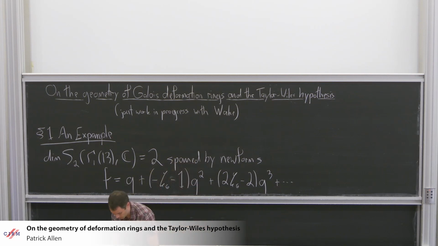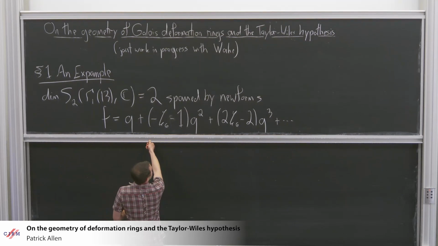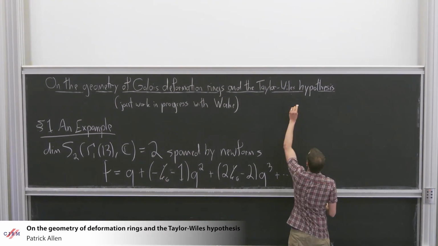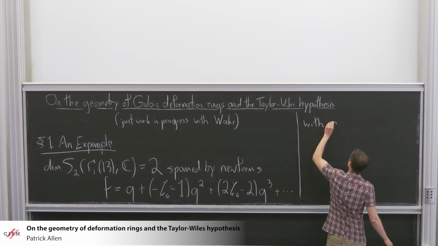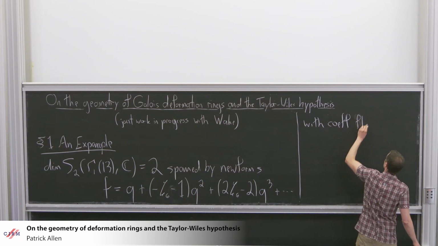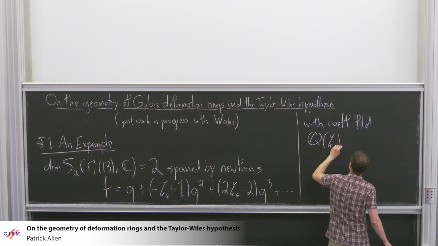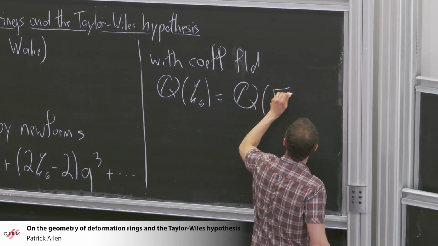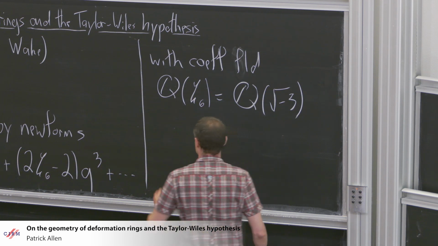Okay, so this modular form has coefficient field Q adjoin this primitive sixth root of unity, which is of course the same thing as Q adjoin a primitive third root of unity, and that's just Q adjoin square root of minus 3. So it's spanned by this newform and its Galois conjugate.